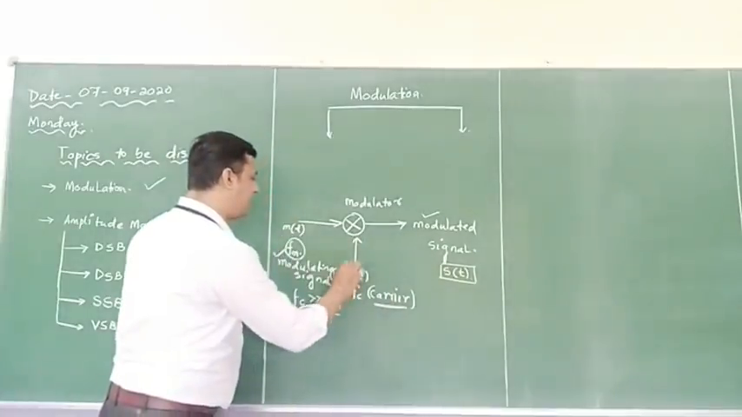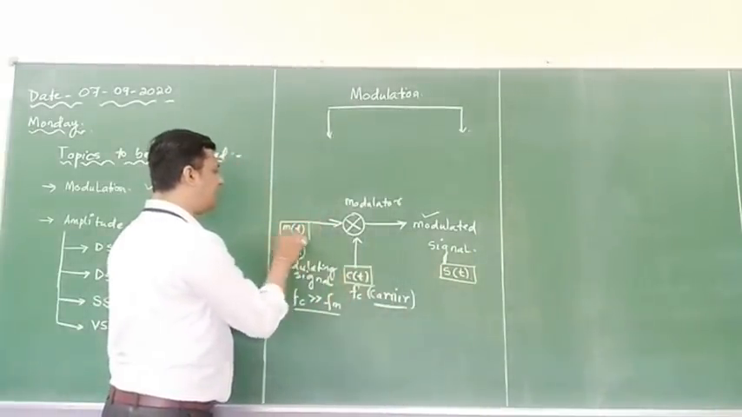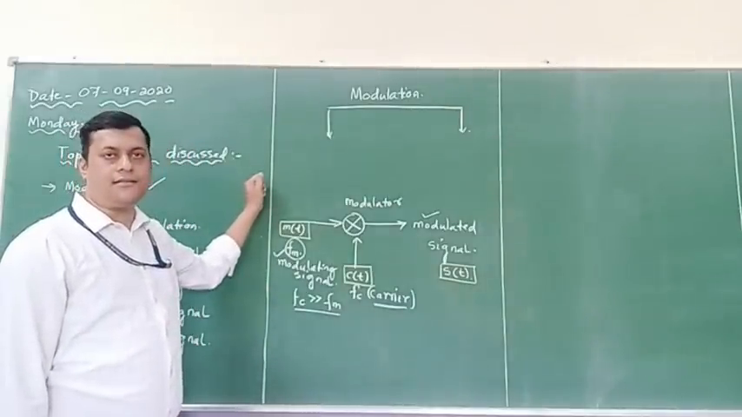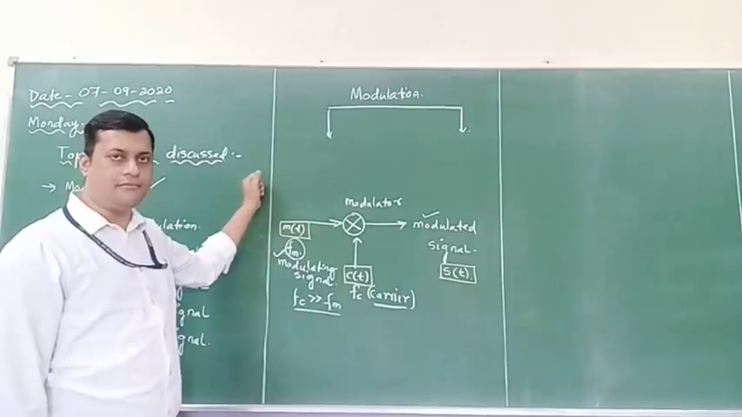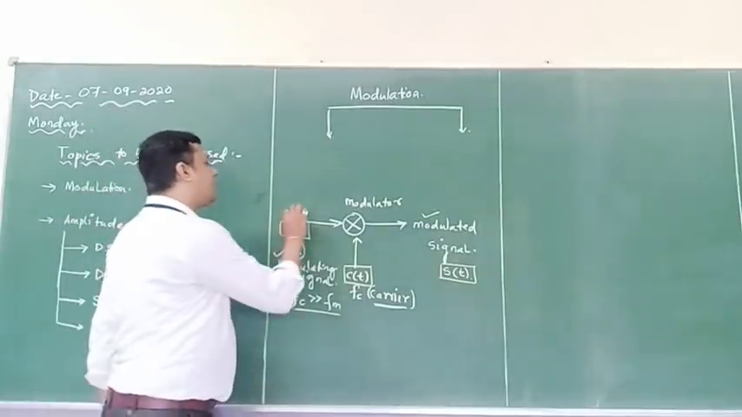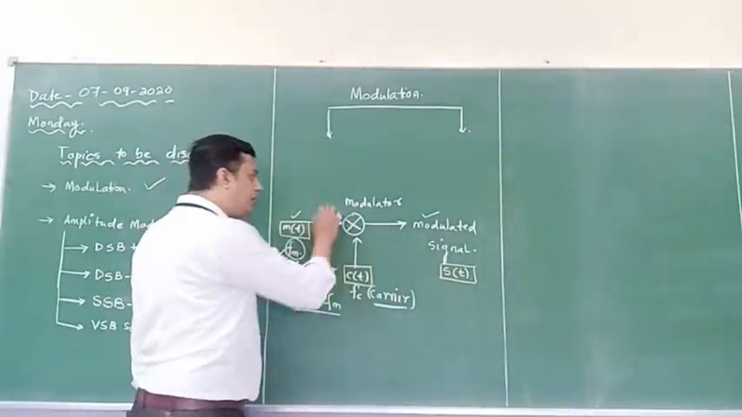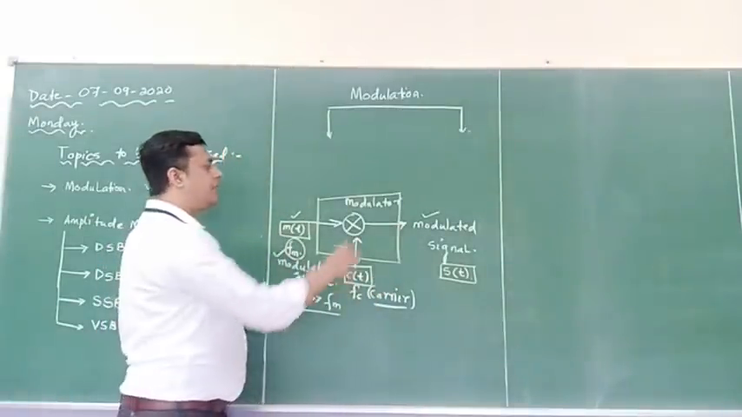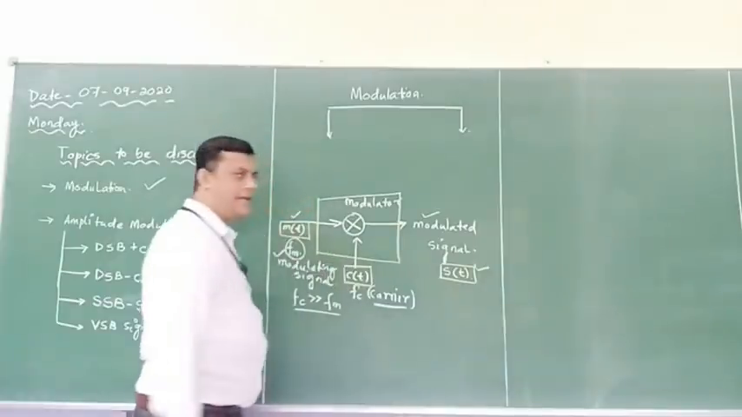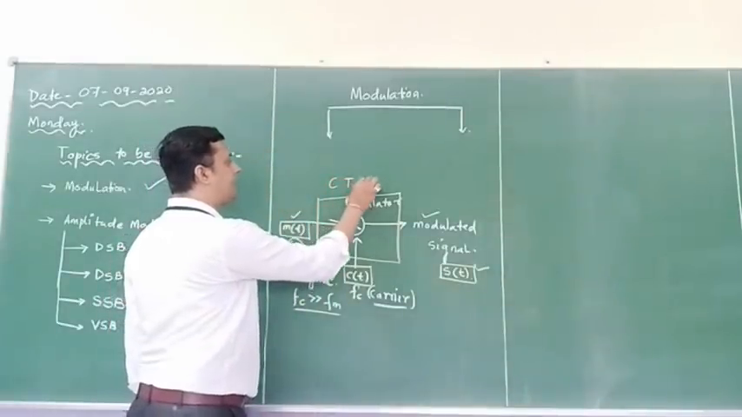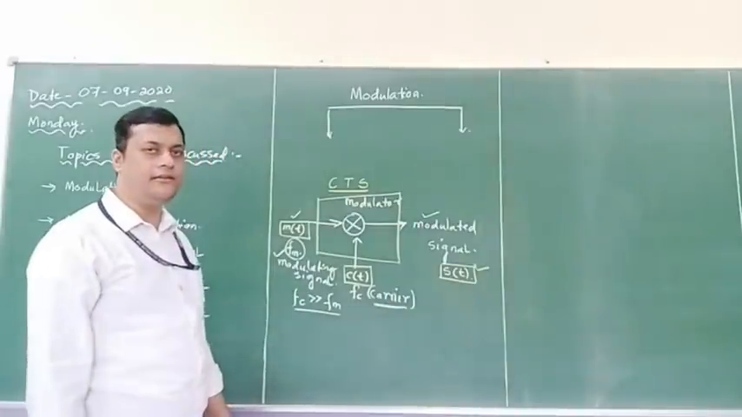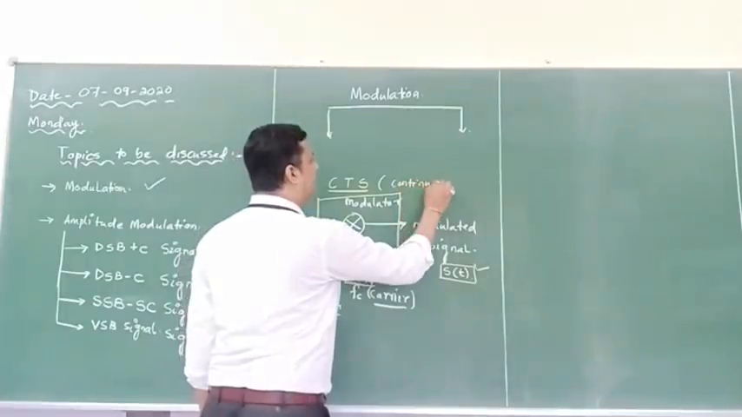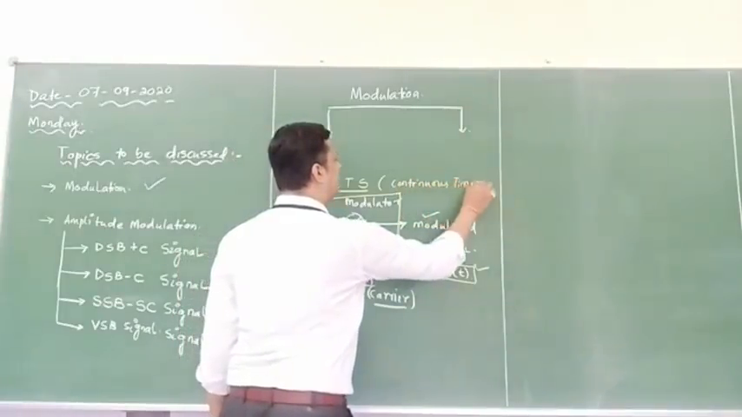This C of t and this M of t, these are all continuous in nature. In the previous class I also discussed that if a system responds to a continuous signal, and the output of that system is also in continuous time, then this whole system I can write as CTS. It is called a continuous time system.